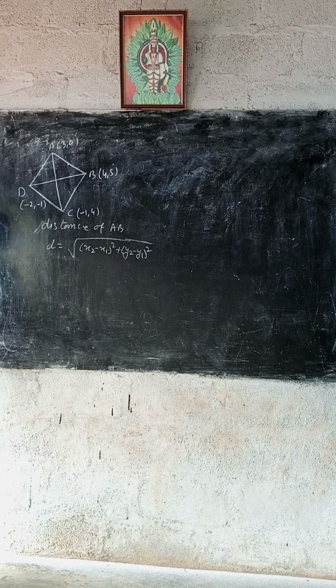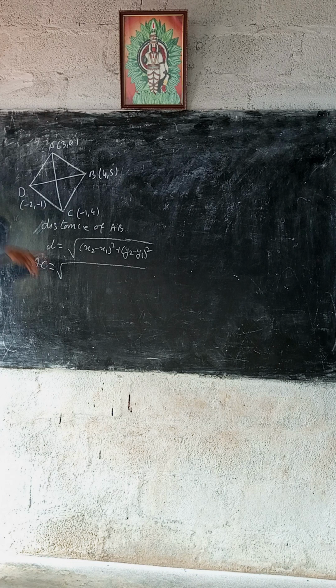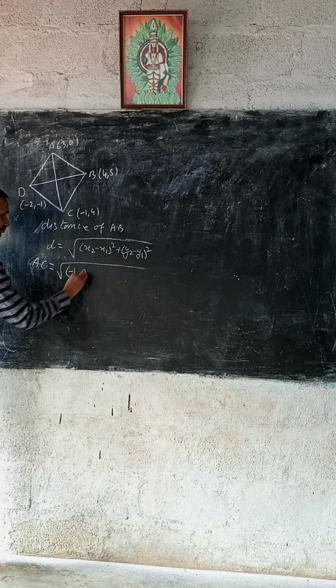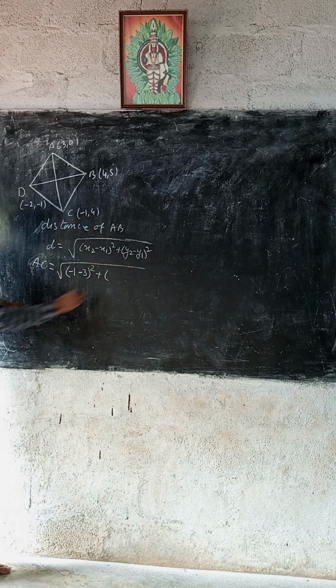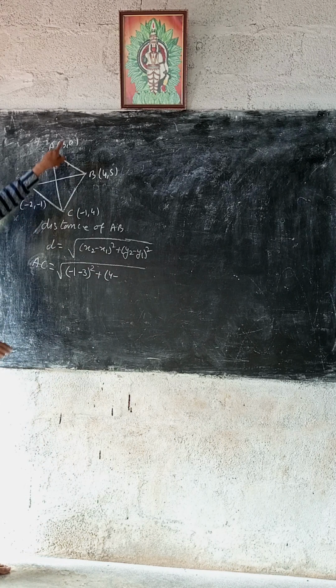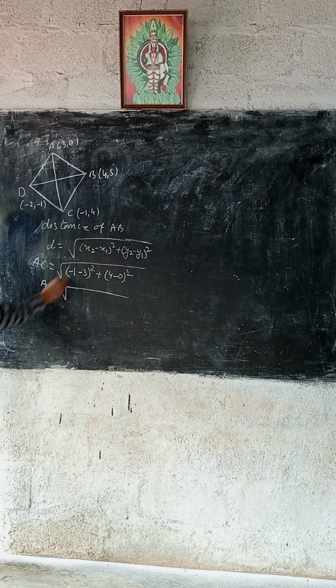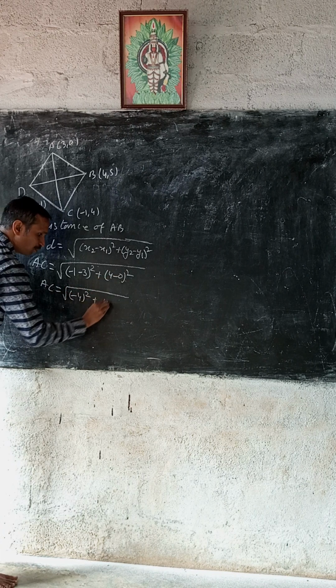Now we find AC first, the distance from A to C. AC is equal to root of (x2 minus x1) whole square plus (y2 minus y1) whole square. The value of x2 is minus 1, x1 is 3, y2 is 4, and y1 is 0. So AC is equal to root of (minus 1 minus 3, which is minus 4) square plus (4 minus 0, which is 4) square.